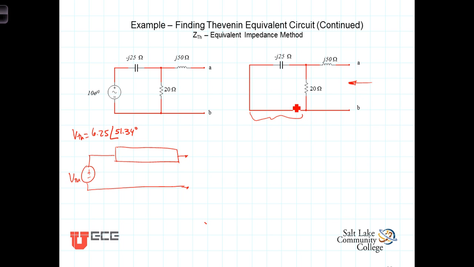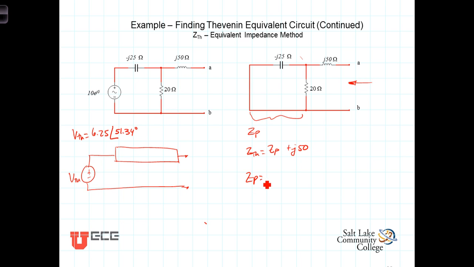Well, hopefully you can see pretty easily that with the source deactivated, replaced with a short circuit, it brings this capacitor and this resistor into parallel. And that parallel combination is in series with the J50 ohm inductor, such that the impedance seen looking back into these terminals, Z Thevenin, will equal Z parallel plus the J50 ohm inductor.